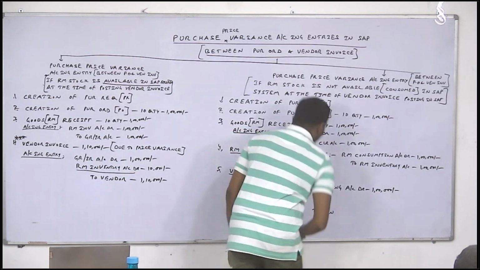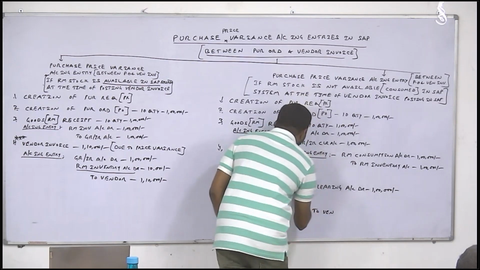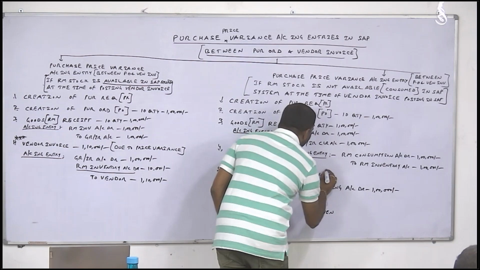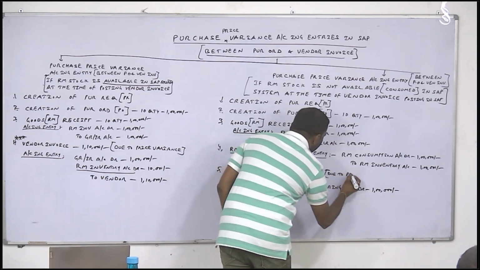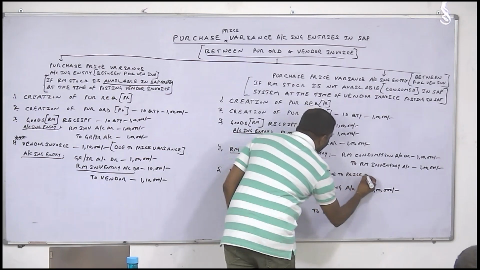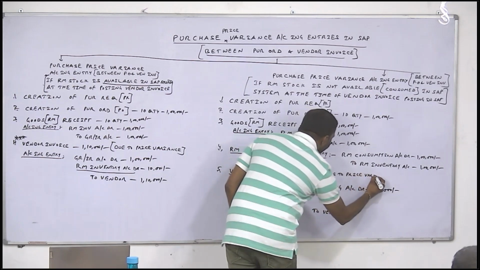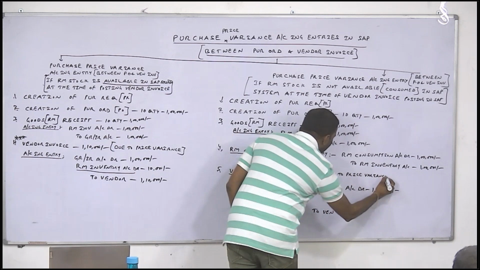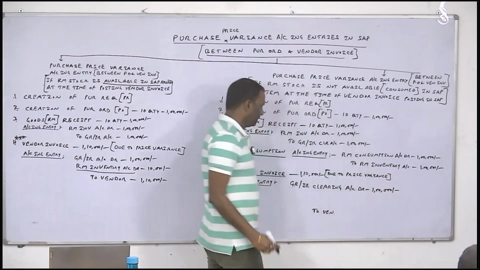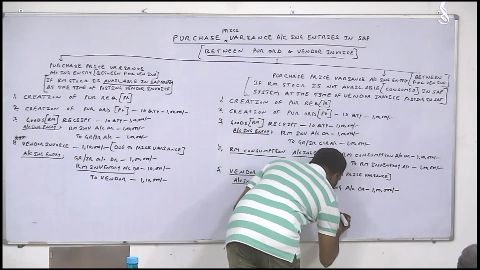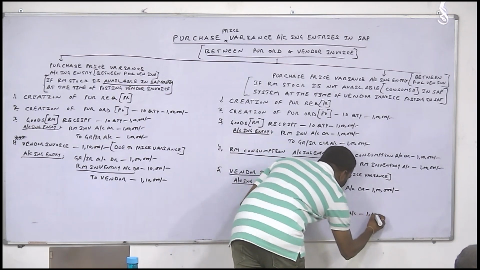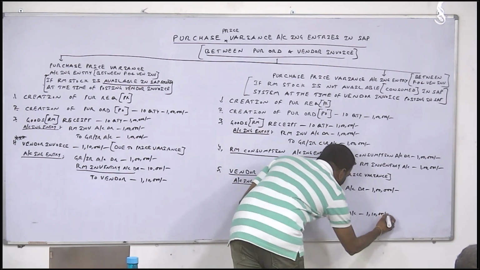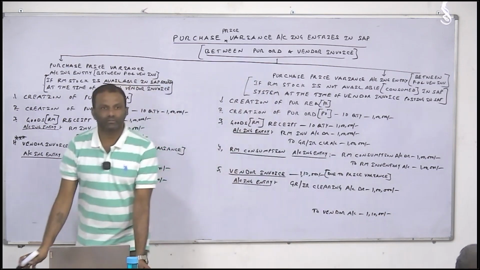So the vendor invoice, okay. It is for how much? 1 lakh? 10,000 due to price. But by that time, stock has been consumed. So to the vendor account, how much? 1 lakh 10,000. Then what about the remaining 10,000?